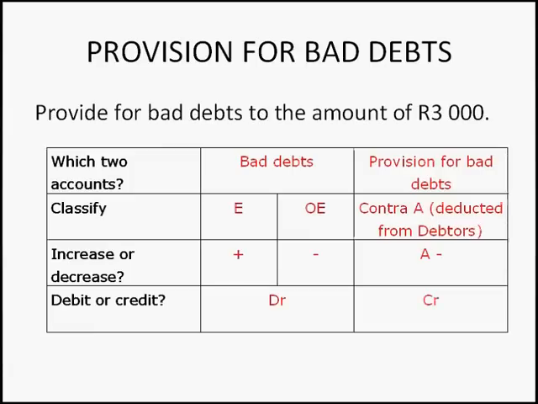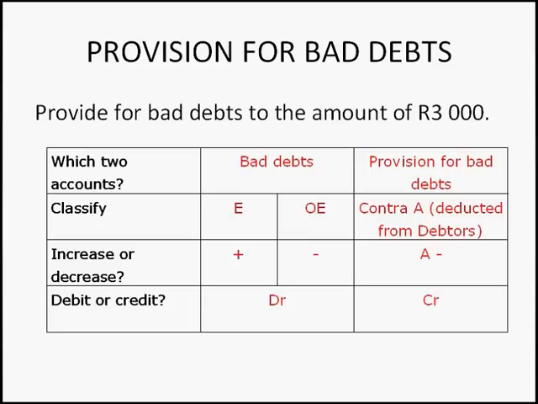Okay, so let's have a look at the classification. So we said the two accounts involved are bad debts and provision for bad debts. And we've also said that bad debts is seen as an expense, which means that it will decrease my owner's equity, because it's an expense that increases. So I'm saying that there's probably an amount of 3,000 Rand that I'm not going to get in. So I'm writing off 3,000 Rand as bad debts in this financial year. So the bad debts expense in the books of the business will increase with 3,000 Rand, but that means that my owner's equity decreases.